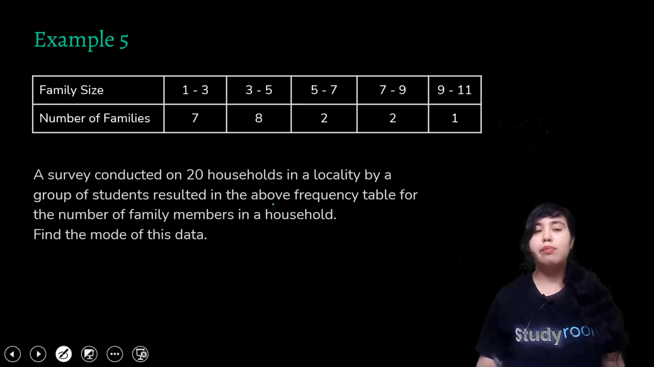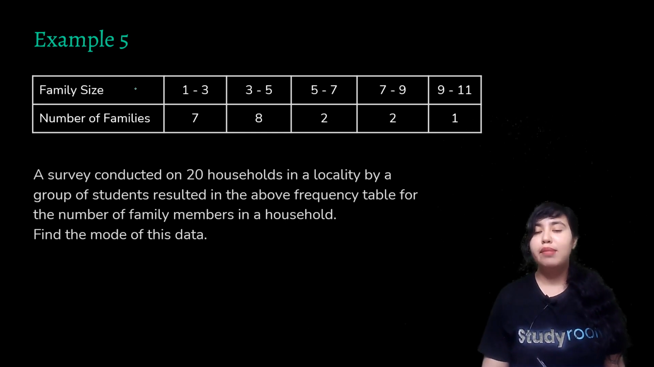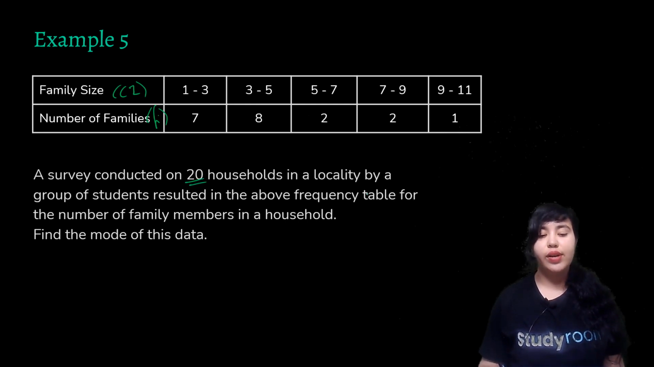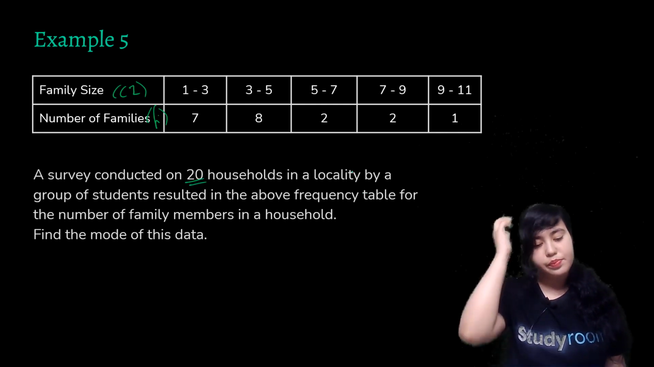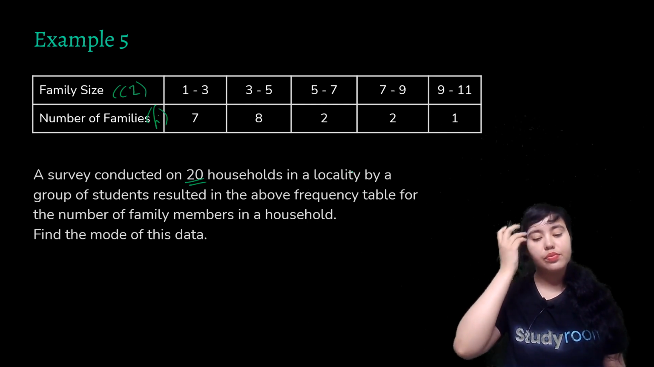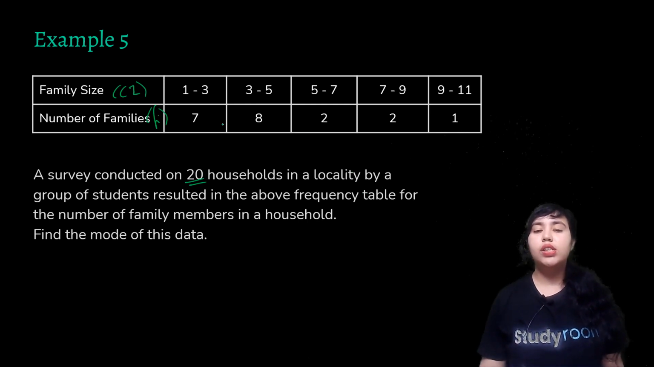So we have more examples on this. Here we've been given family size. It is in the form of class intervals, which means this is grouped data. Then we've been given the number of families, which means frequencies are given to us. The sum of frequencies will turn out to be 20 because they've said that there are 20 households. For this given data, you need to find out the mode.